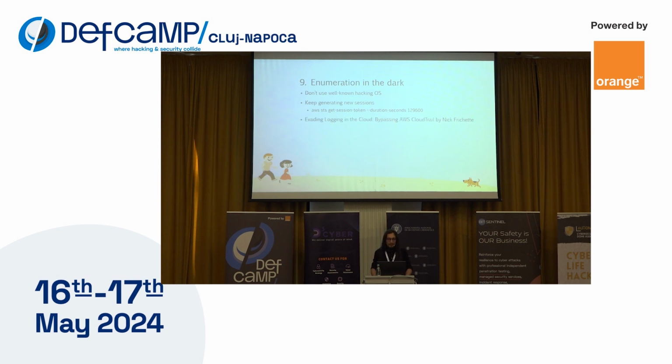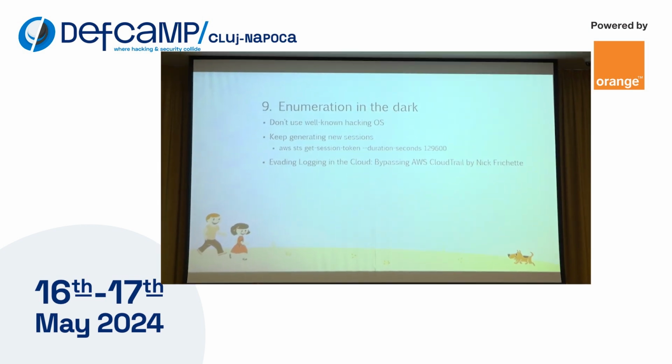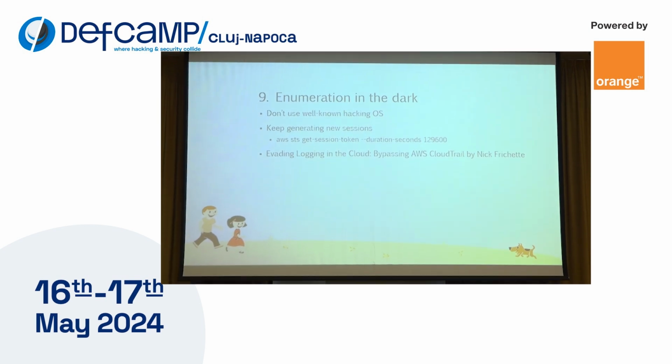And there is this cool research done by Nick Frichette, I hope I pronounced that right, which involved evading logging by using staging and secondary APIs from AWS that were somehow connected to the production data. So basically, you query a staging AWS API with your identity, and you can verify if you have permissions to do something without being logged in CloudTrail.